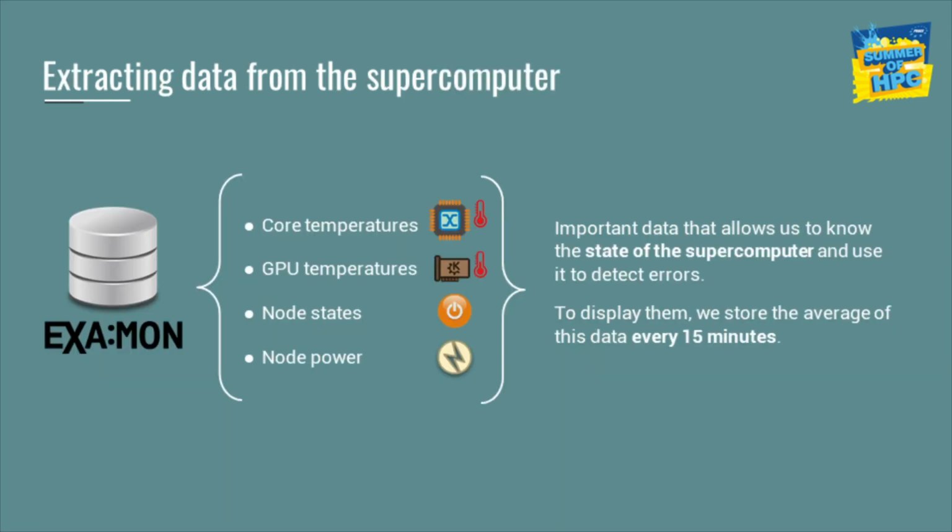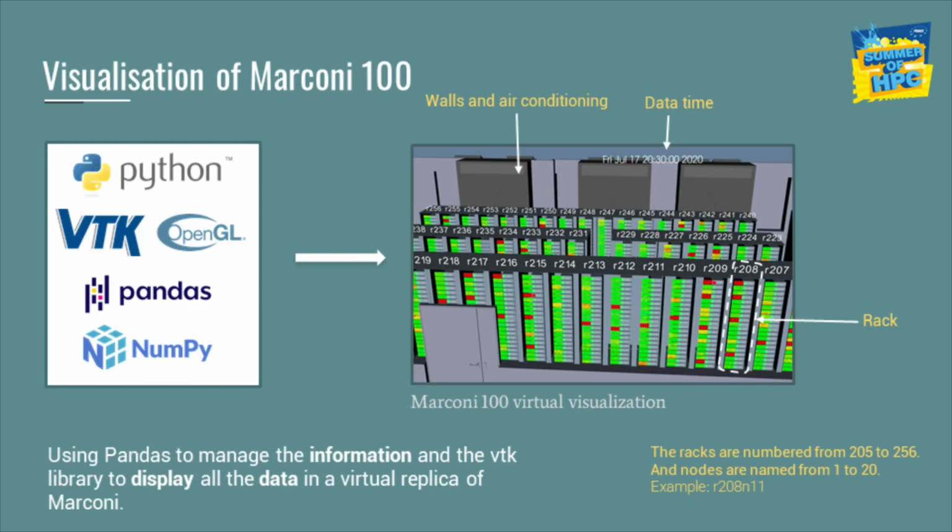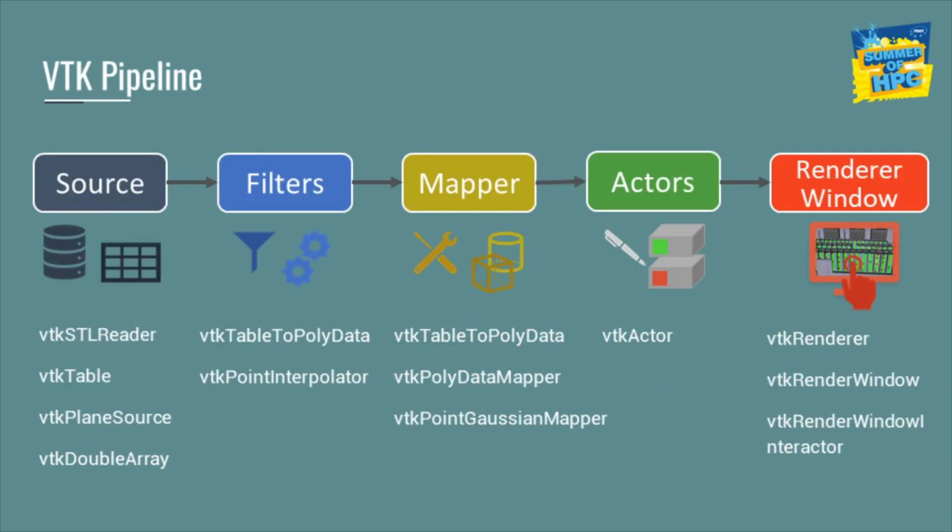The data is found in the Examon database. We are going to extract and use only the ones we are most interested in for knowing the status of the nodes. These are temperatures, the power, and the status that tells us if the node is working properly. Once we have the data saved in files, I've created a Python application to visualize them in a simple way, using pandas to manage the information and the VTK library to display all the data in a virtual replica of Marconi 100.